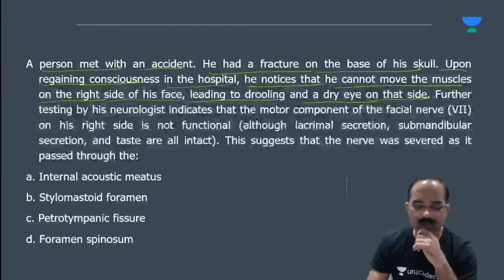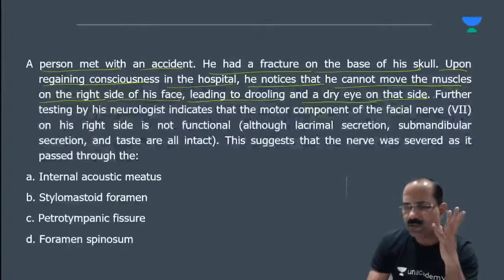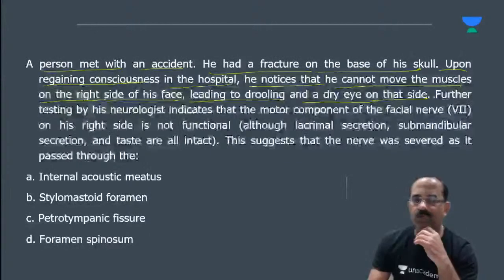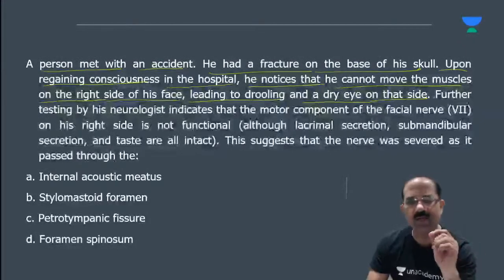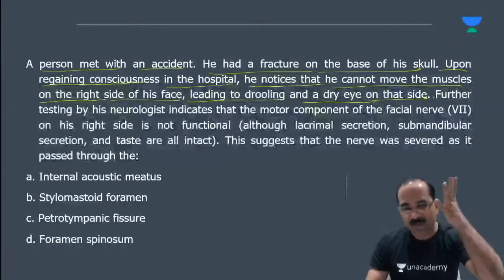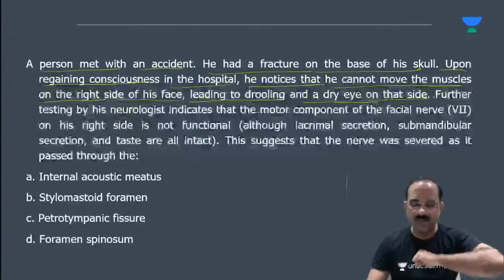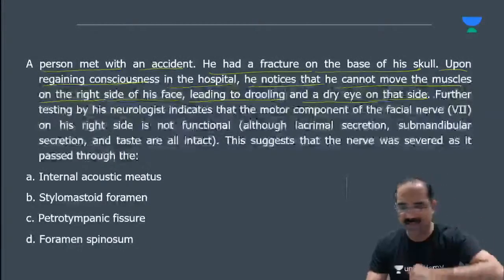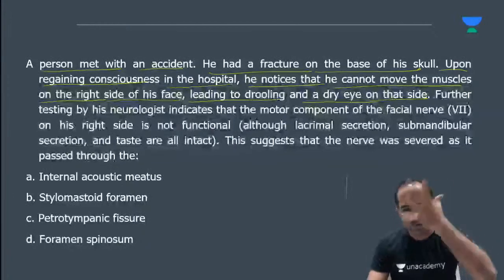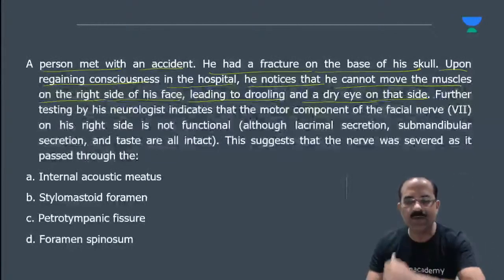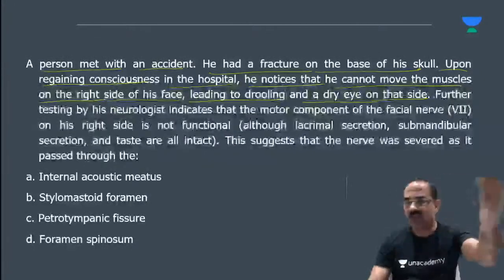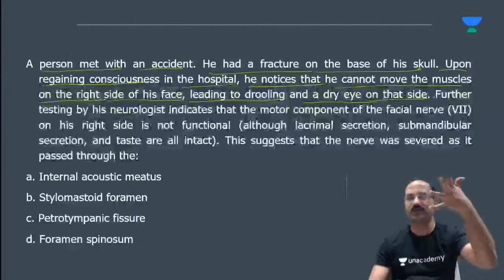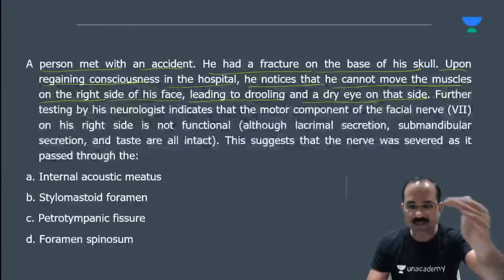Tell me, students, which is the nerve which is going to supply the muscles of the face? Anyone answer this? Don't retract the message, children. Manoj has answered right now. It is the facial nerve. The muscles of the face are derived from the second pharyngeal arch, and the nerve of the second pharyngeal arch is the facial nerve. So now we know the facial nerve is injured for sure.